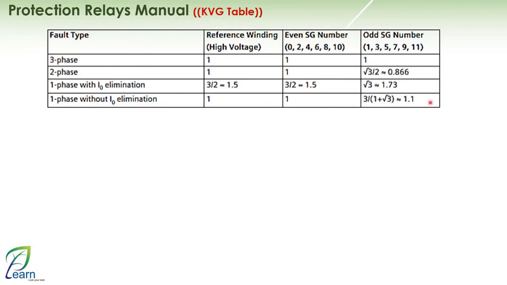This table imposes different types of faults, whether they are 3-phase, 2-phase, single-phase with inode elimination, or single-phase without inode elimination. Then, after that, you have a column for the reference winding or the high voltage, which I will find similar to the even vector group column.